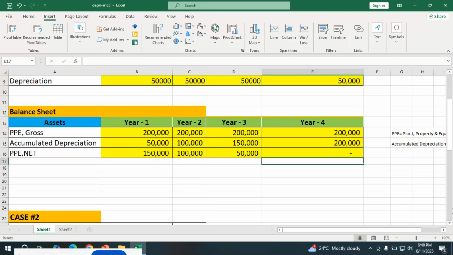Okay. So the gross value of the asset, the value of the car, is 2 lakh for all the 4 years, because the car value will not change every year. The price at which you have bought the car for the company's use or for the office use, that price of the car remains the same for all the 4 years.